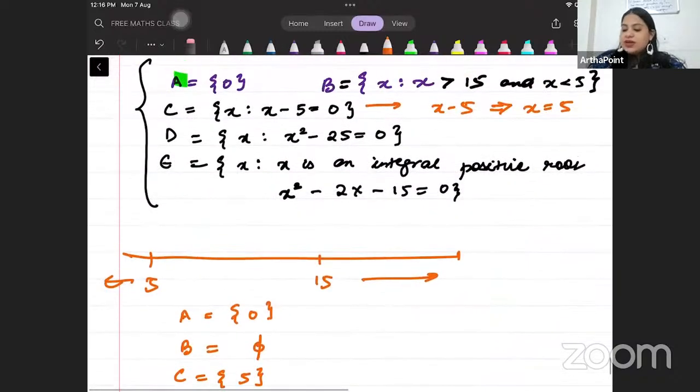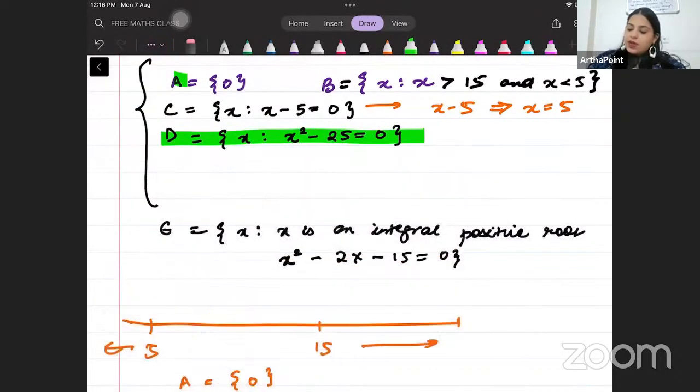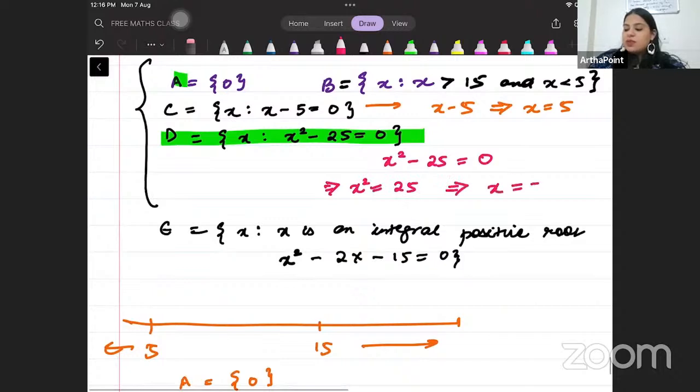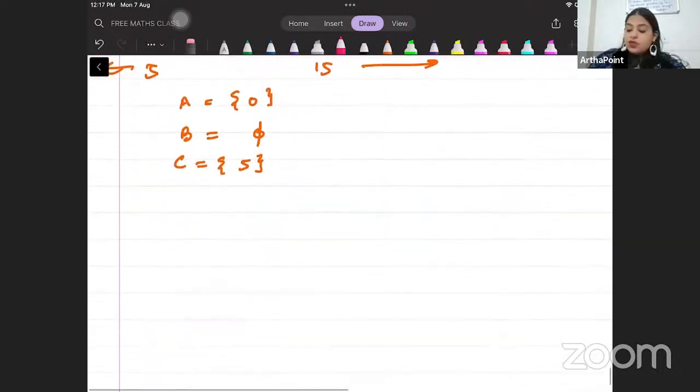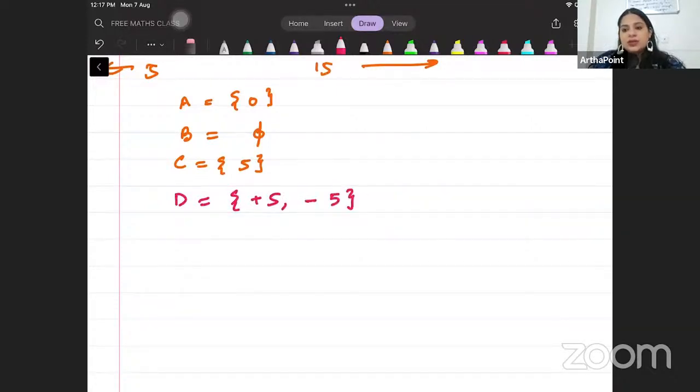अब D देखो. D says x is such that x square minus 25 is 0. So beta, tell me something. If x square minus 25 is 0, doesn't this imply that x square is 25? Doesn't this mean that x will be plus or minus 5? Right? So from here, we know that D contains 2 elements, plus 5 and minus 5. Is this clear?